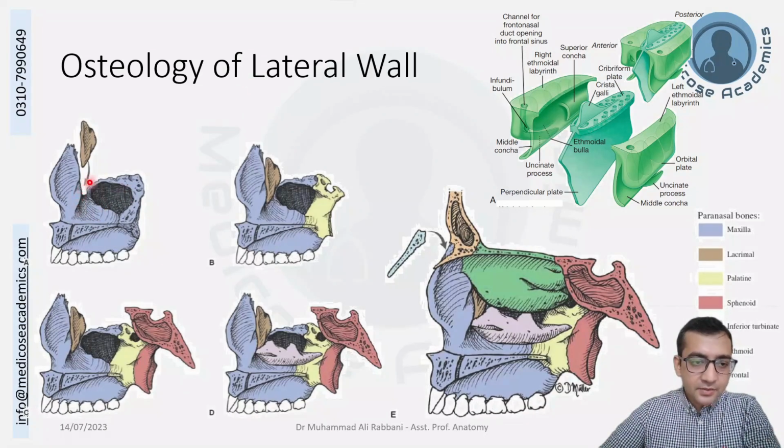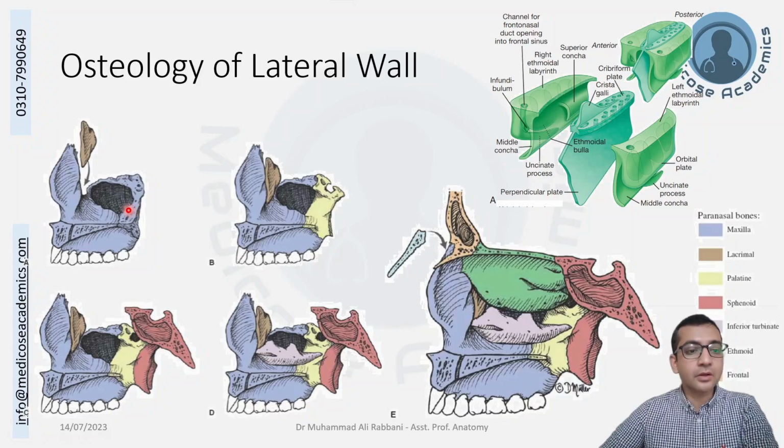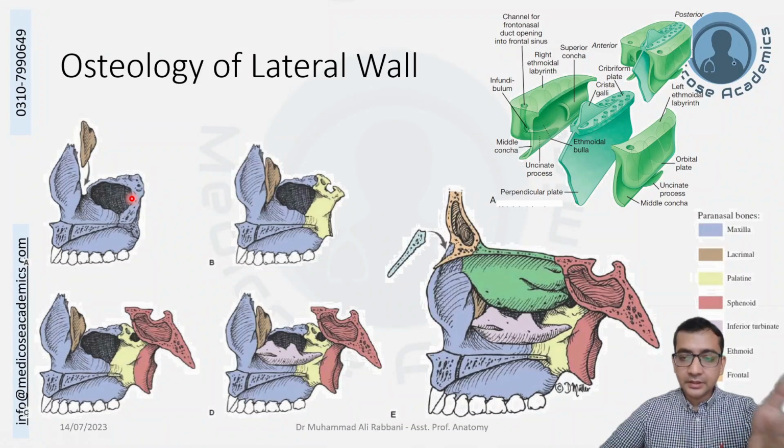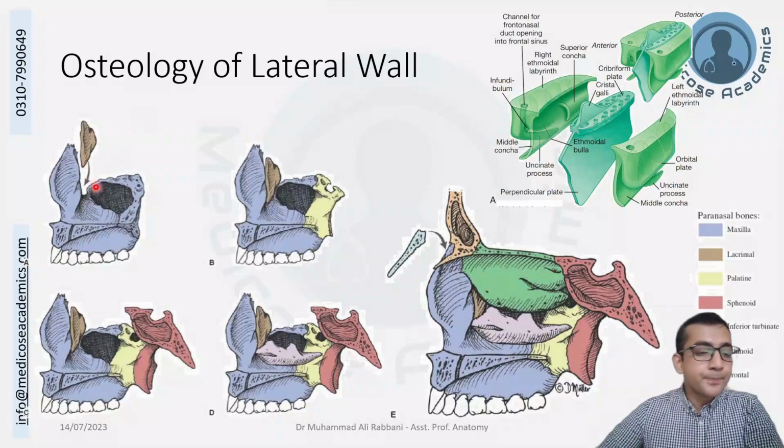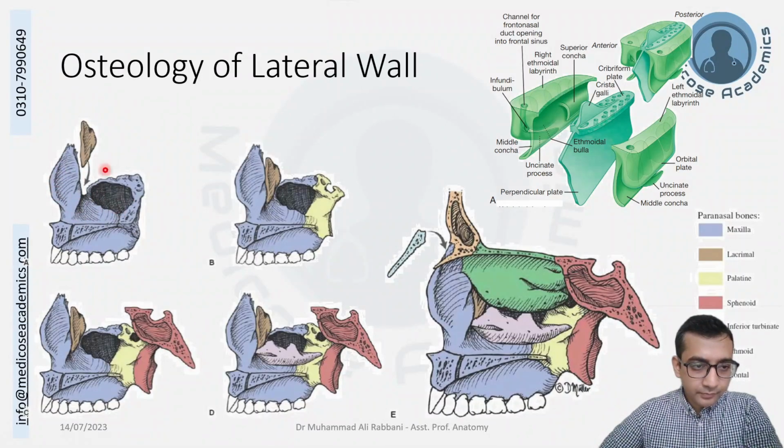So it is forming a lot of the lateral wall, and in the lateral wall there is a hole of the big cavity. This cavity is the maxillary sinus. You will see as the bones are added one by one, they will close this cavity a lot. So this is the maxillary bone. Then there is a lacrimal bone. The lacrimal bone is in front of the maxillary sinus. It is attached to the maxillary bone.